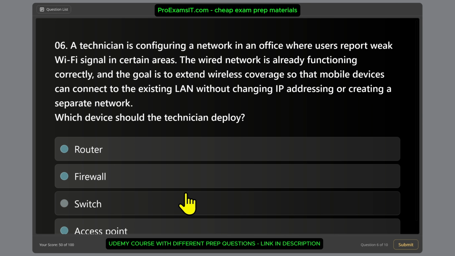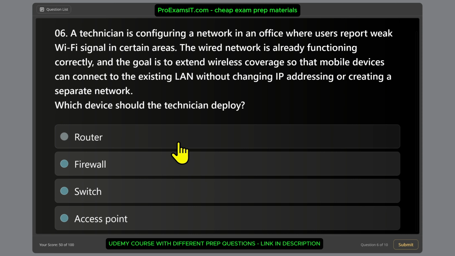Right, moving on, guys. Question 6. A technician is configuring a network in an office where users report weak Wi-Fi signal in certain areas. The wired network is already functioning correctly, and the goal is to extend wireless coverage so that mobile devices can connect to the existing LAN without changing IP addressing or creating a separate network. So which device should the technician deploy here? Router, firewall, switch, or access point?